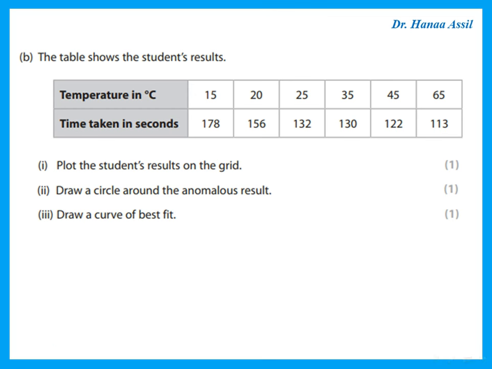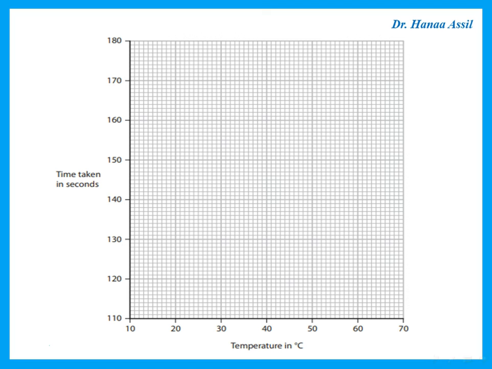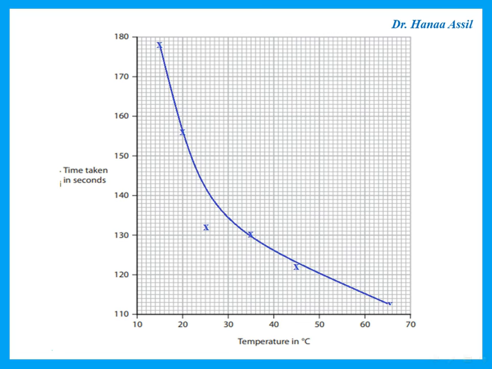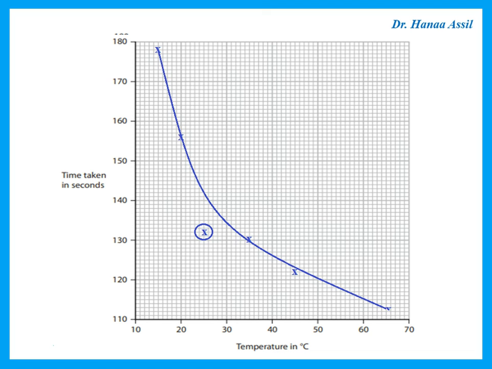The table shows the student's results. Plot the student's results on the grid. Draw a circle around the anomalous result and draw a curve of best fit. So if you sit down and plot the student's results, you will find that these are the points that I have. Obviously, he wants it to be a curve. So when I connect it, the point that is away from the curve, that is my anomalous result.